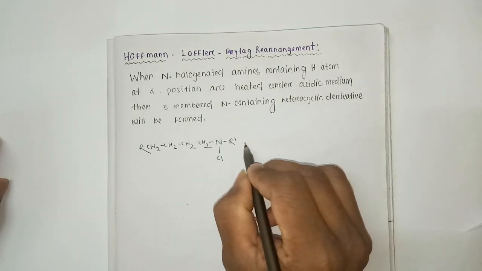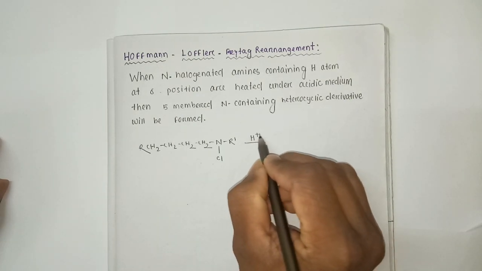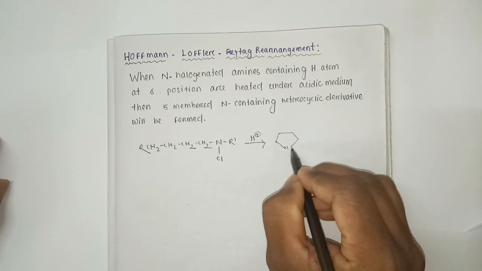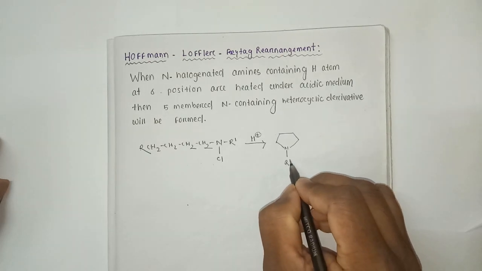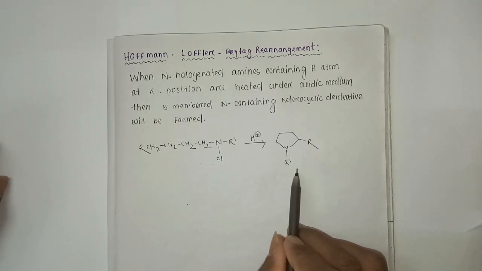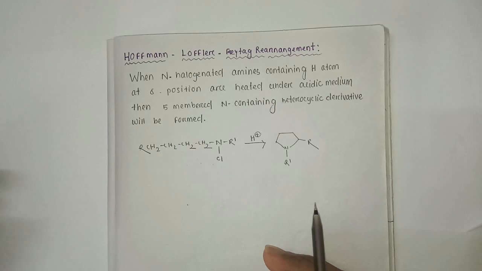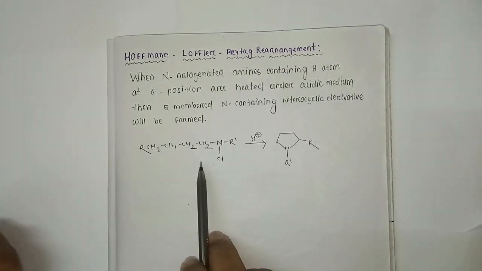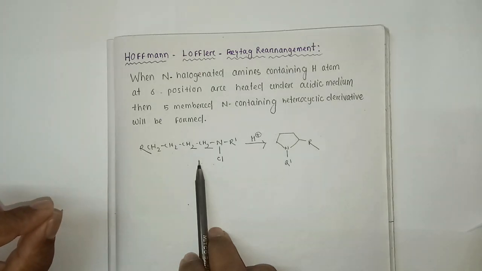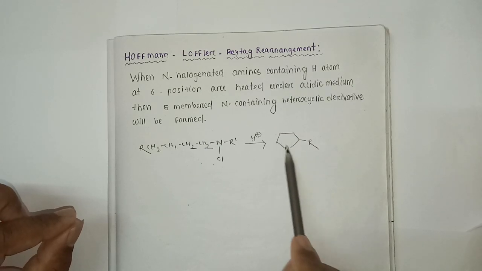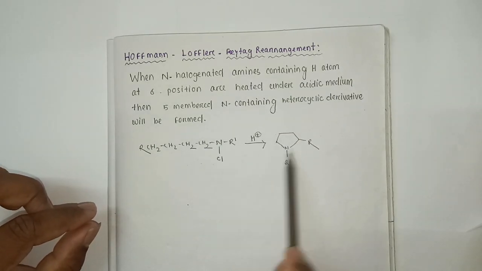In the presence of acidic medium, we get a nitrogen containing 5-membered heterocyclic compound. So this is the final product. Let's see what the mechanism is. This is the general reaction: this is the nitrogen containing compound, and this is the nitrogen containing heterocyclic compound, so it is converted into a 5-membered ring.